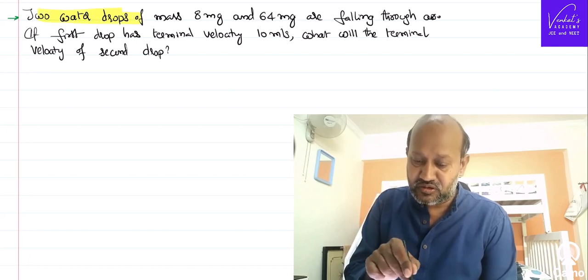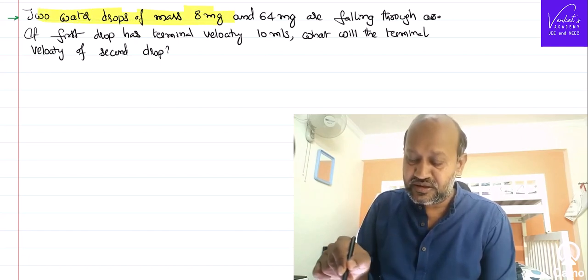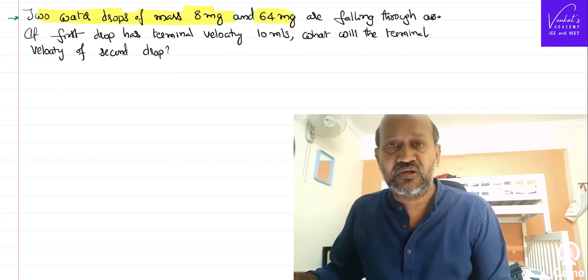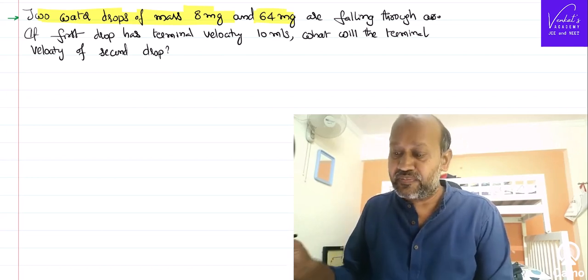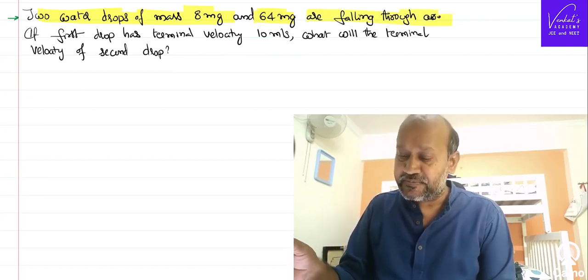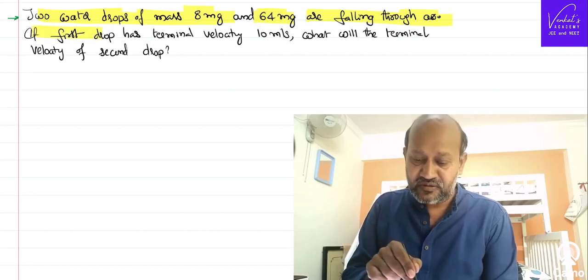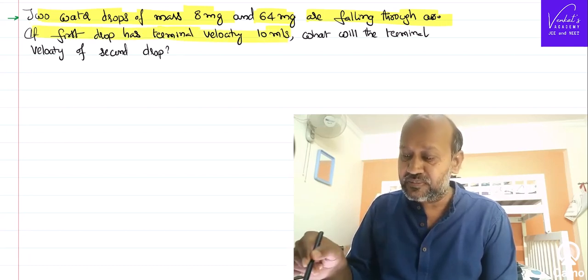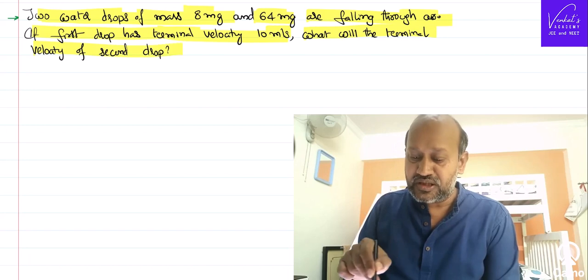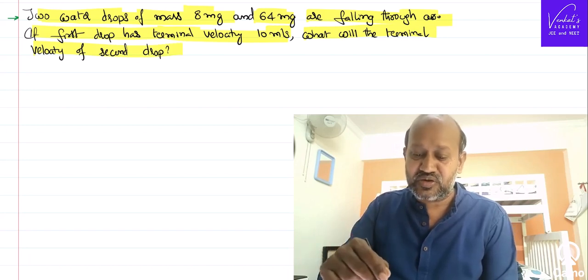There are two water drops, each of mass 8 grams and 64 grams. So the mass of the drops is given for you, and they are falling through air. If the first drop has a terminal velocity of 10 meter per second, what will be the terminal velocity of the other drop? That's the question.